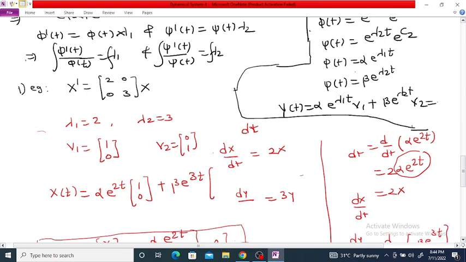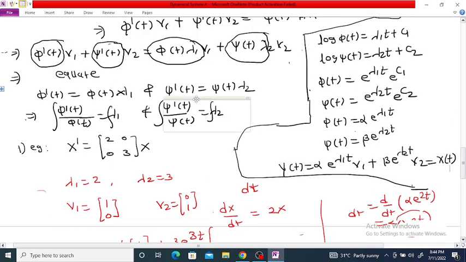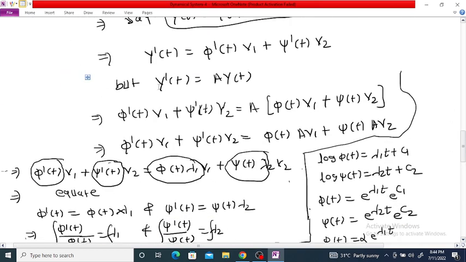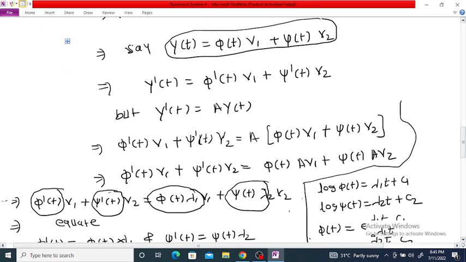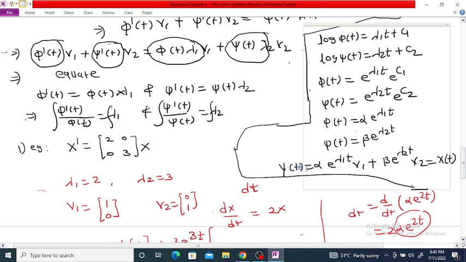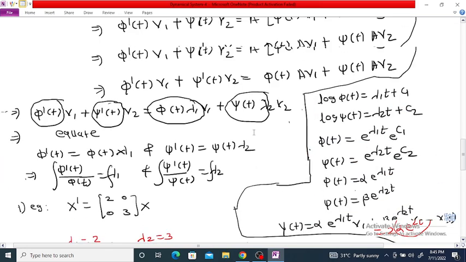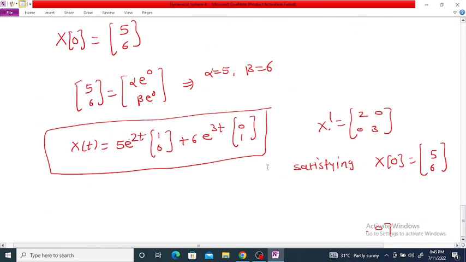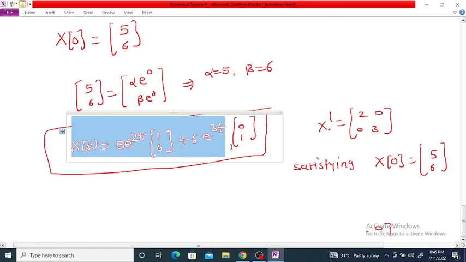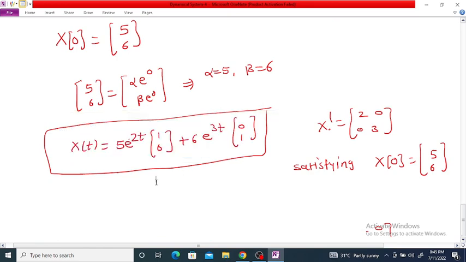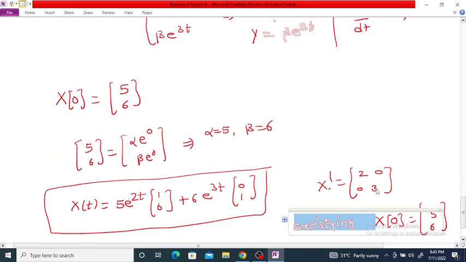Which is nothing but the x of t, and therefore y of t is equal to x of t, and therefore this solution is unique. Here we substituted the value of phi of t and psi of t, and we get y of t same as x of t, and therefore this solution is unique. You can check here, this is x of t. This is the only solution satisfying this condition, x0 is equal to 5 6. There is no other solution satisfying this condition. Okay, so thank you.